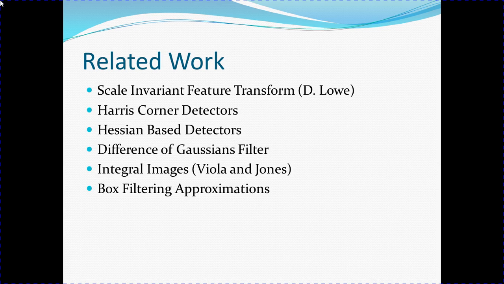SURF is essentially a Hessian-based detector, which gives it the concept of automatic scale selection, and so we'll go into that later. Another big influence was the difference of Gaussian filters, which is an approximation of the Laplacian of Gaussian filters, and also with other approximations, the integral image and box filtering approximations provide huge amounts of speed-ups for the algorithm and are really at the core of it, and we will see that in just a moment.